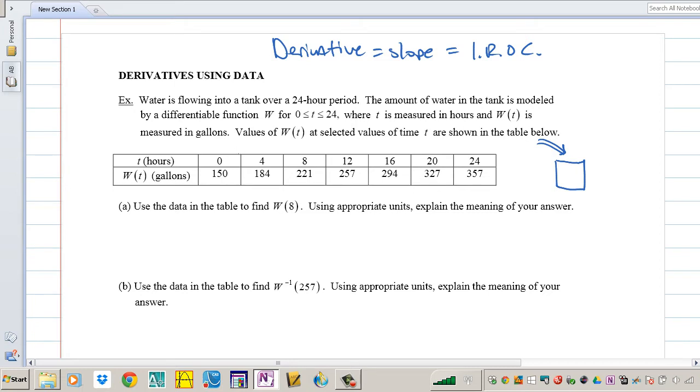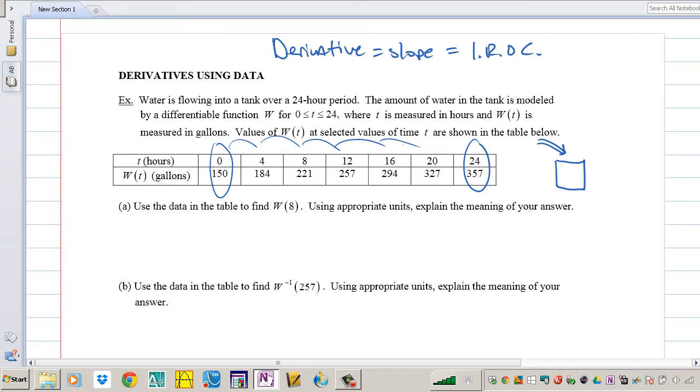And here we have the initial amount of water in the tank. So at 0 hours, there was 150, which means that there was an initial amount of 150 gallons. And then by the end of the 24-hour period, we reached a total of 357 gallons, which means we increased a total of 207. And every 4 hours in between, we recorded the amount of gallons in the tank.